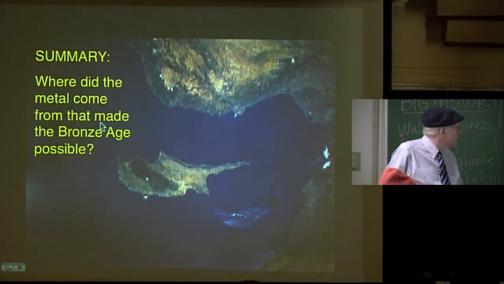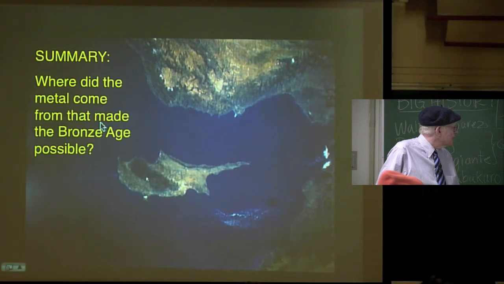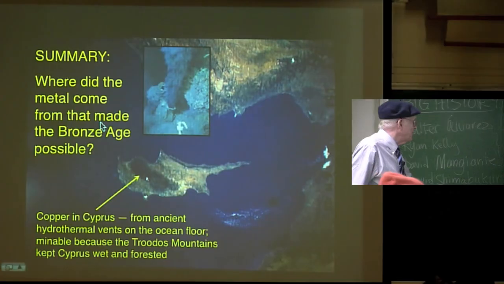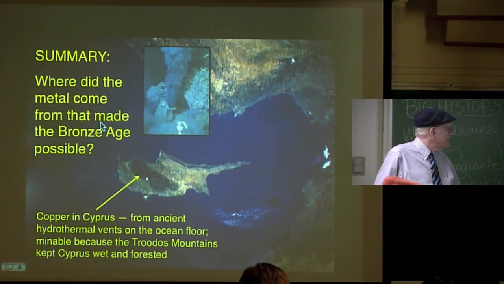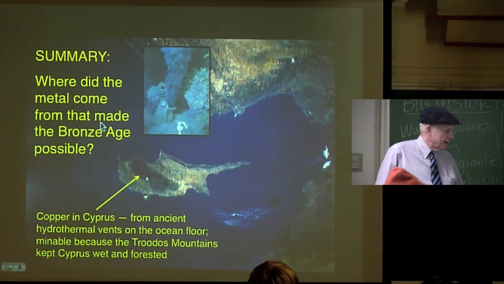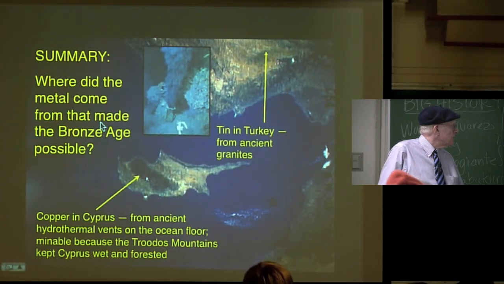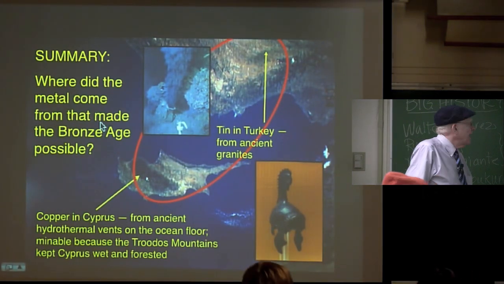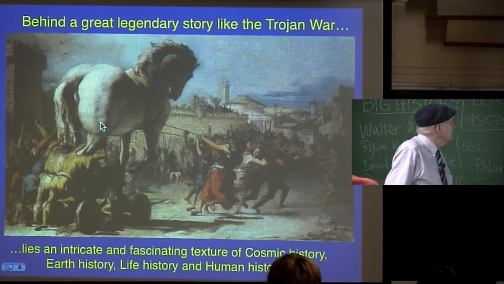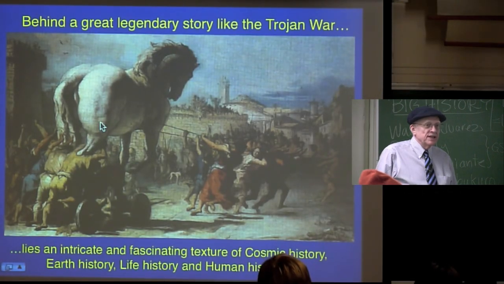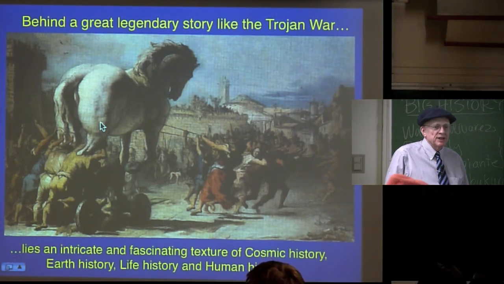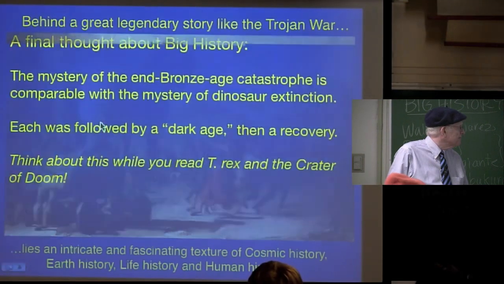So final summary, where did the metal come from that made the Bronze Age possible? The copper came from Cyprus, from ancient hydrothermal vents on the ocean floor, mineable because Troodos Mountains kept Cyprus wet and forested. Tin was in Turkey, coming from ancient granites. And that was what made all of this possible. So behind a great legendary story like the Trojan War lies an intricate and fascinating texture of cosmic history, earth history, life history, and human history. That's what our course is about.